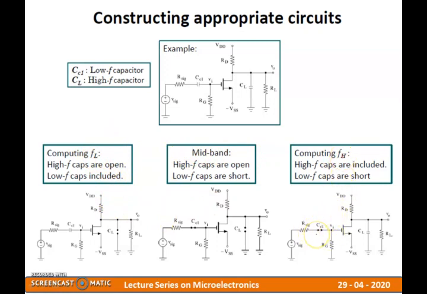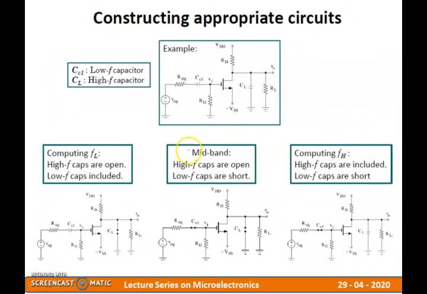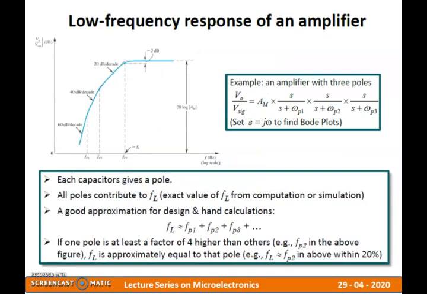Whenever I talk about the higher frequency, you just short the capacitor. Whenever I talk about the lower frequency, you open up the capacitor, and depending on that, you figure out the output voltage. If it changes, it is impacting. If it doesn't change, that particular capacitor is not impacting. Thereby you construct the different circuits incorporating the impact of different capacitive impedance and the frequency.